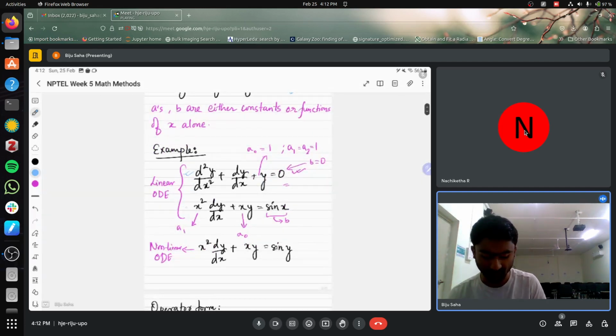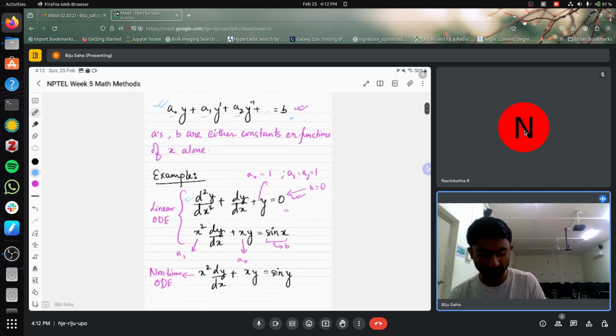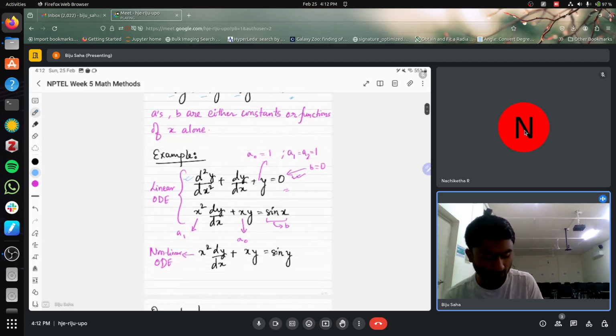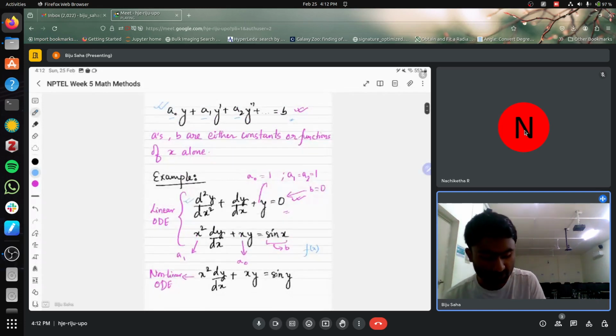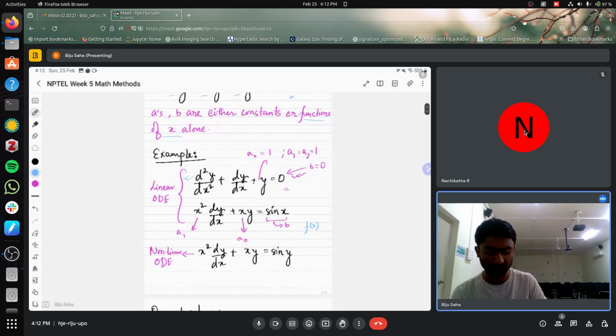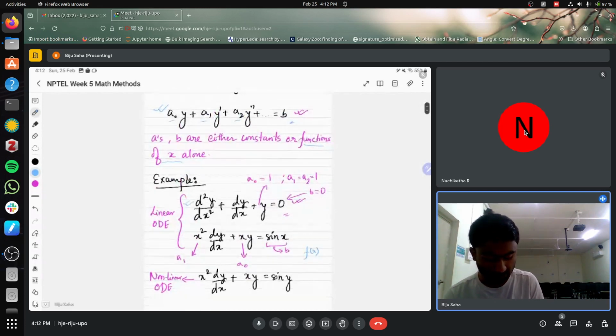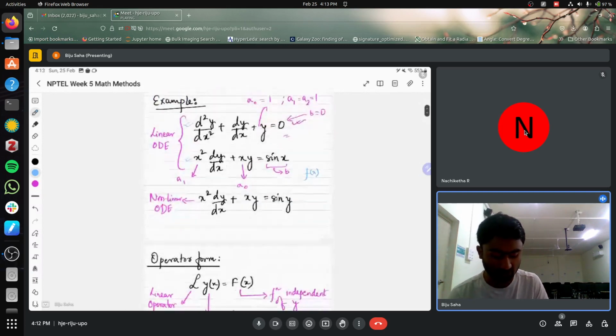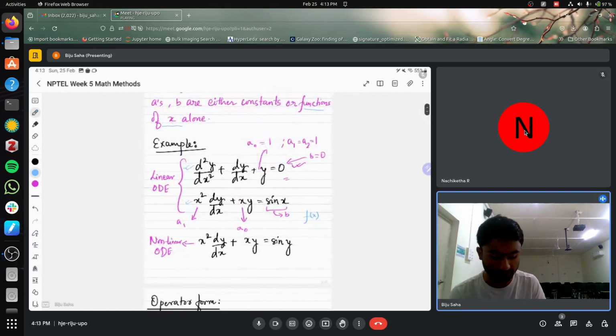Similarly, for the next differential equation, the b part is equal to sine x, a0 is equal to x, and a1 is equal to x square. So all of them are functions of x. The requirement was that they can be either constants or functions of x. Since they are functions of x alone, we conclude this particular equation is also a linear ordinary differential equation. Now let us look into a category of non-linear ordinary differential equations.